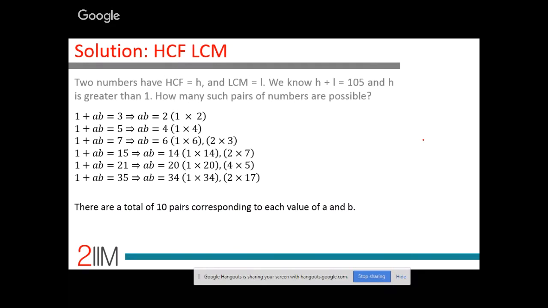When AB is 20, then A is 2, B is 10. That possibility you should not count. Because if you count that, then the HCF jumps. It's no longer 5, it will become 10. And so that becomes an issue.